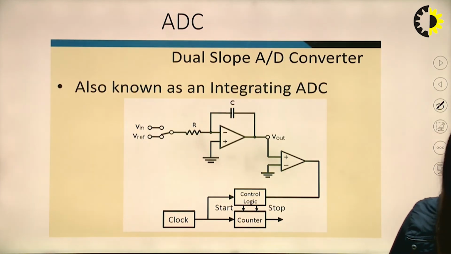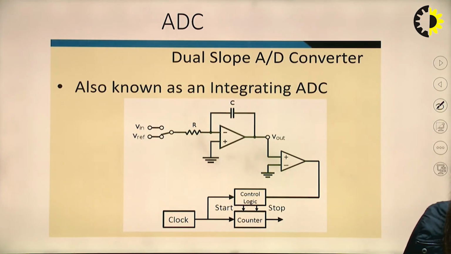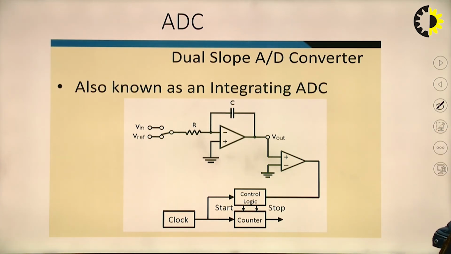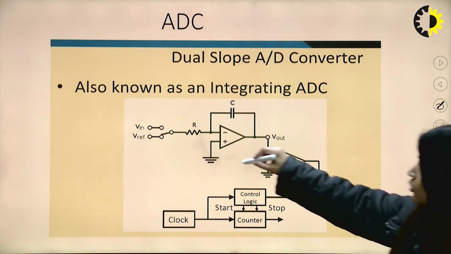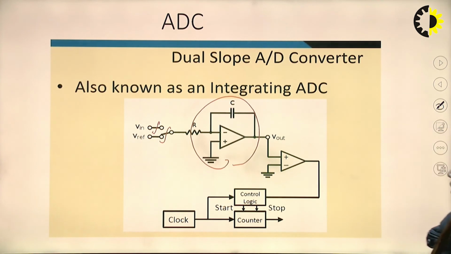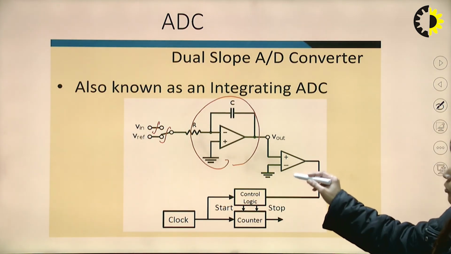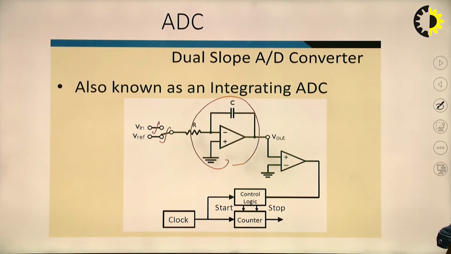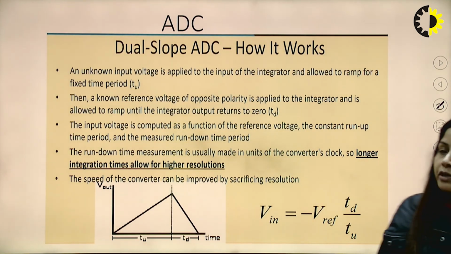So here again we have the dual slope analog to digital converter. This is an integrating type of ADC. Here we are using one op-amp. The input voltage and the reference voltages are being given and the comparator output is controlled by this particular circuit. Now, how does the dual slope ADC work?